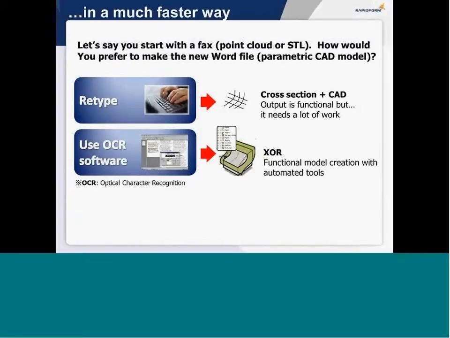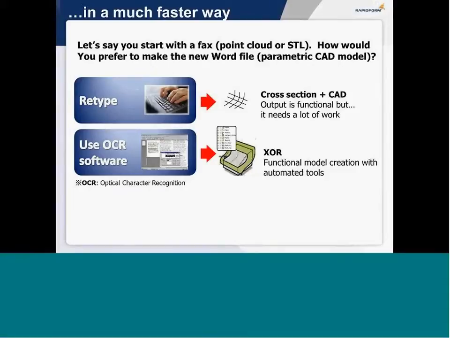And let's say you start with that fax. In our case, it would be the point cloud or the STL file. So how would you prefer to make the new Word file, in our case, the parametric CAD model? One way is to retype the document. So in our case, do cross sections and use CAD operations to create your CAD model again. Then your output is functional, but it needs a lot of work.